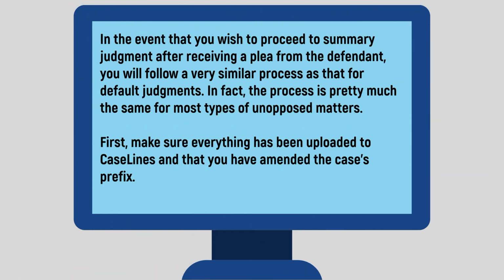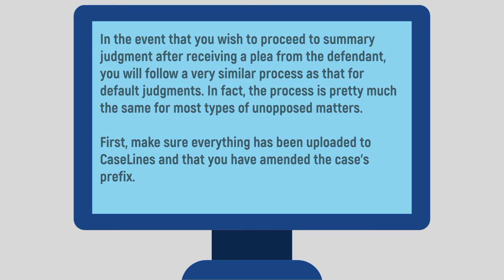Unopposed summary judgment. In the event that you wish to proceed to summary judgment after receiving a plea from the defendant, you will follow a very similar process as that for default judgments. In fact, the process is pretty much the same for most types of unopposed matters. First, make sure everything has been uploaded to CaseLines and that you have amended the case's prefix.